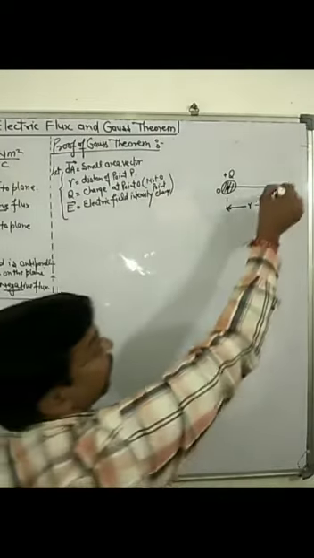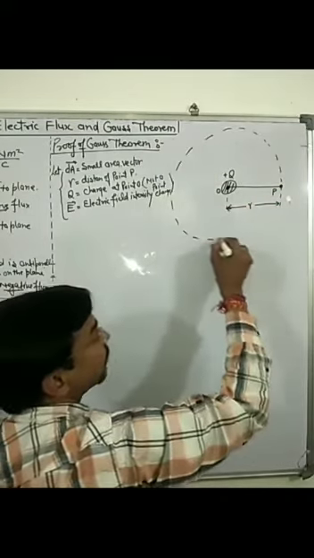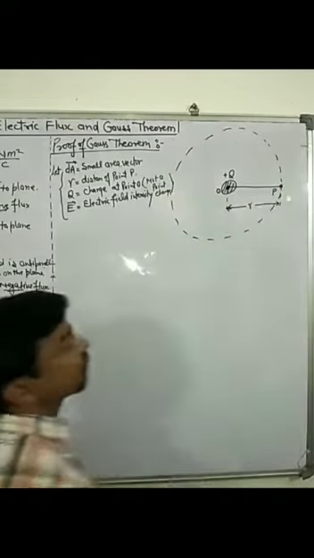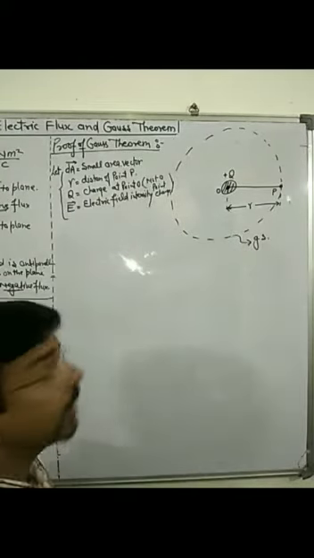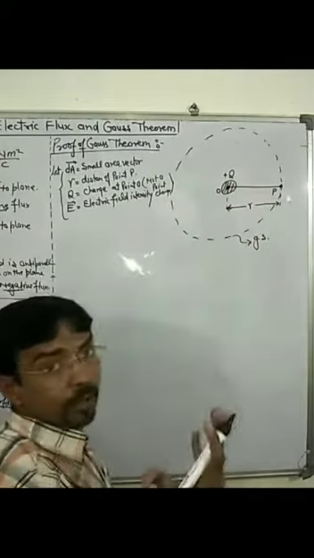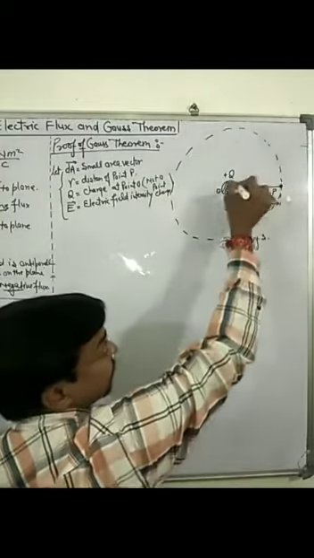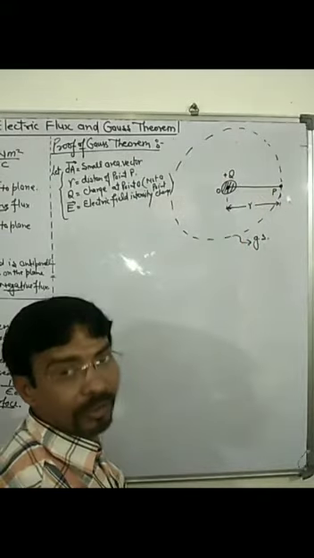Then what will happen? We will choose a particular Gaussian surface, like the dotted line here. Suppose it is a Gaussian surface. It is a Gaussian surface chosen by you. And now it is so large, too large, that that particular charge is behaving as a point charge.